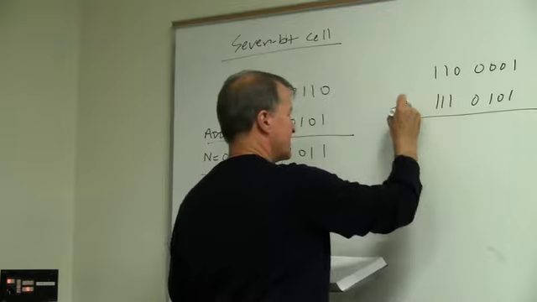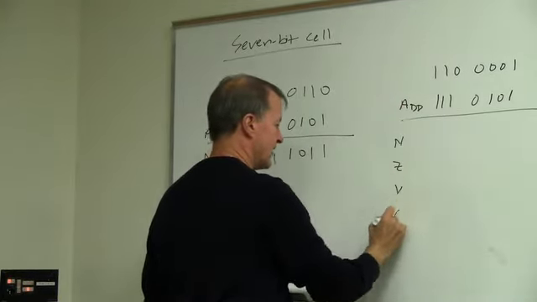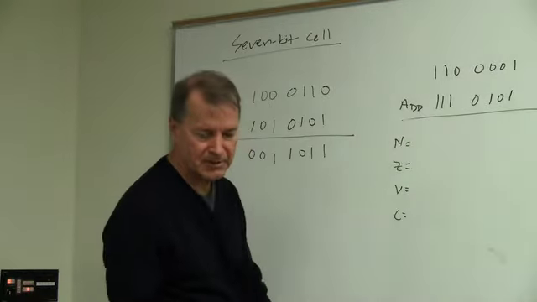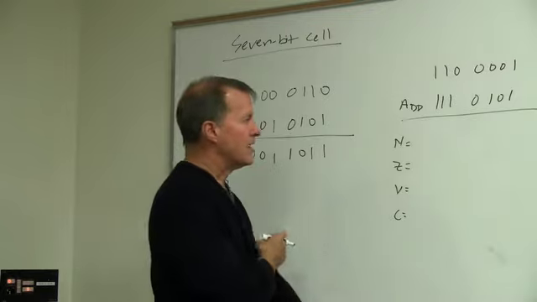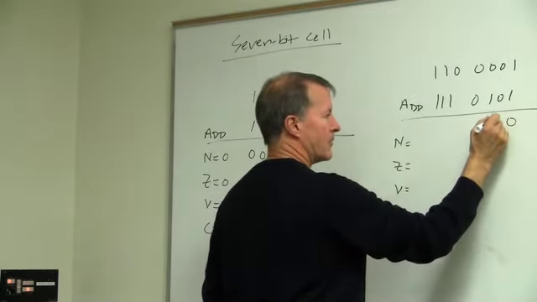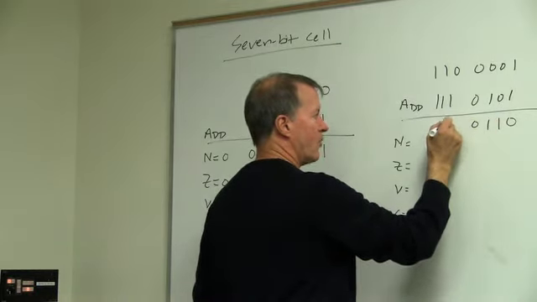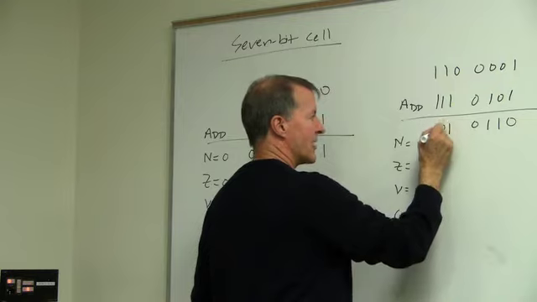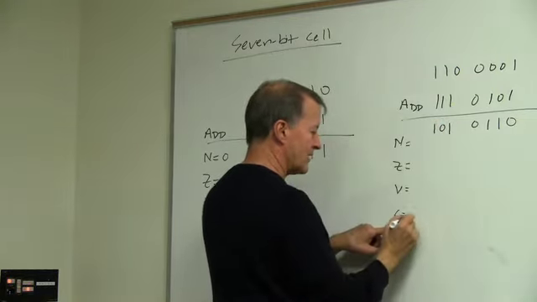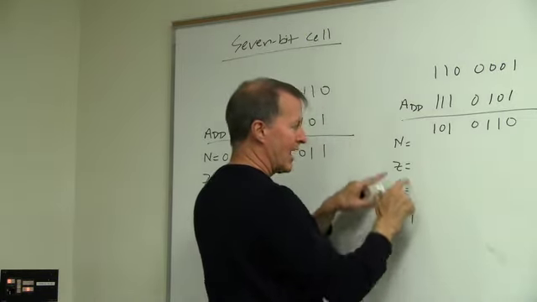And let's add these, and let's determine N, Z, V, and C. Is everybody with me? 0 carry the 1. Okay, so now 0 carry the 1, 1. 1, 1. 1, 0, 0. 1. 1, 0 carry the 1. 0 carry the 1, 1 carry the 1. 1 carry the 1. But now it's carry the 1, right? So that's 1 here for the carry. Is everybody clear?